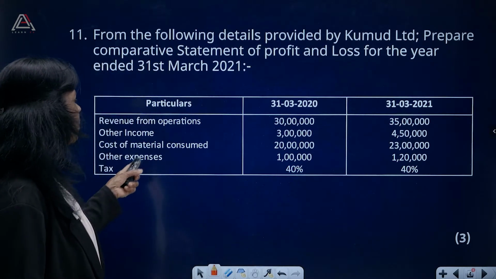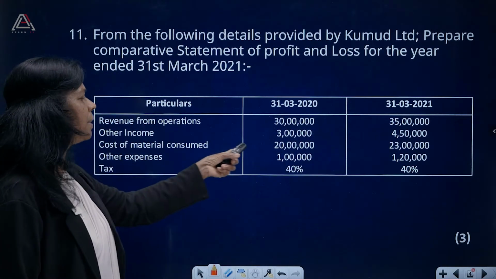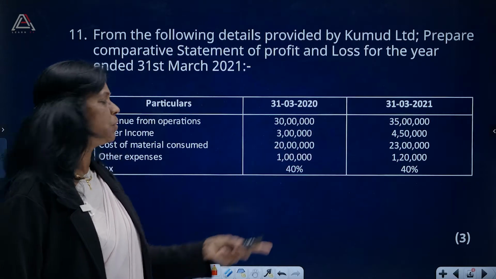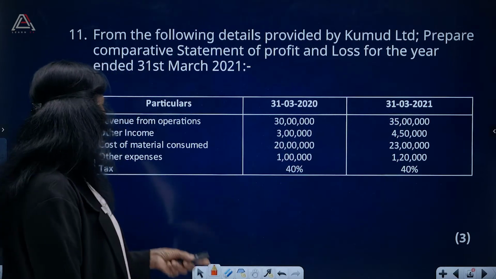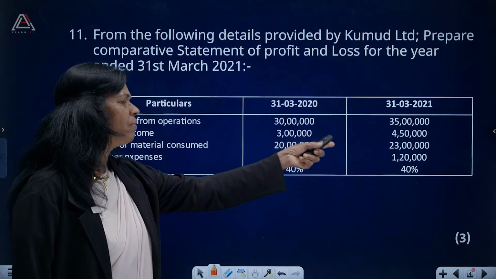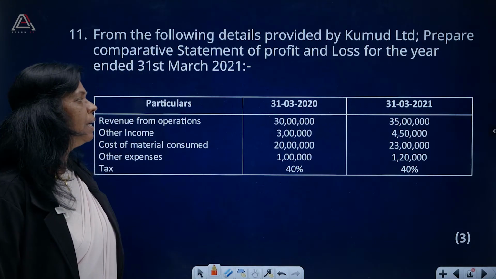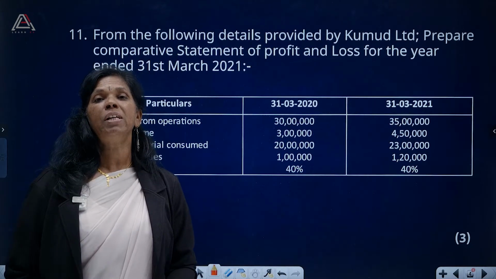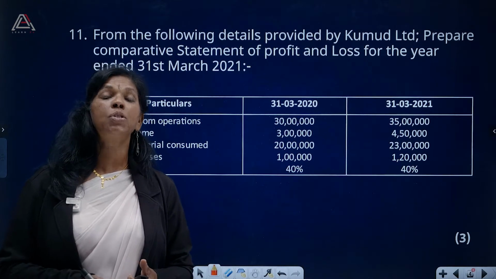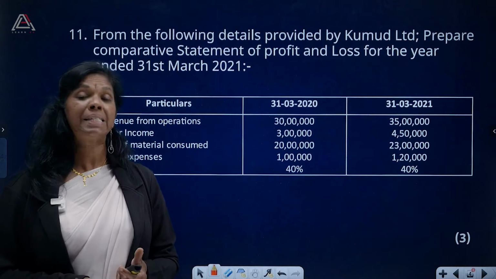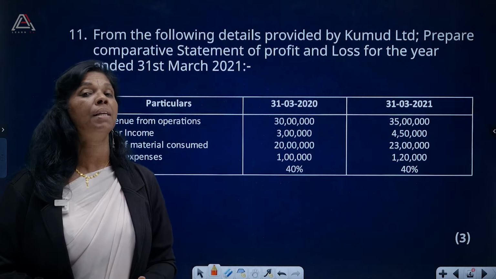First item, revenue from operation 30 lakh, 35 lakh. Second item, other income 3 lakh, 4 lakh 50,000. Then cost of material consumed 20 lakh, 23 lakh. Then other expenses 1 lakh, 1 lakh 20,000. Then tax 40%, 40%. While preparing comparative income statement, you have to find out the absolute change, either increase or decrease, and then how much is the percentage change? These are the two columns we have to insert while preparing the solution.